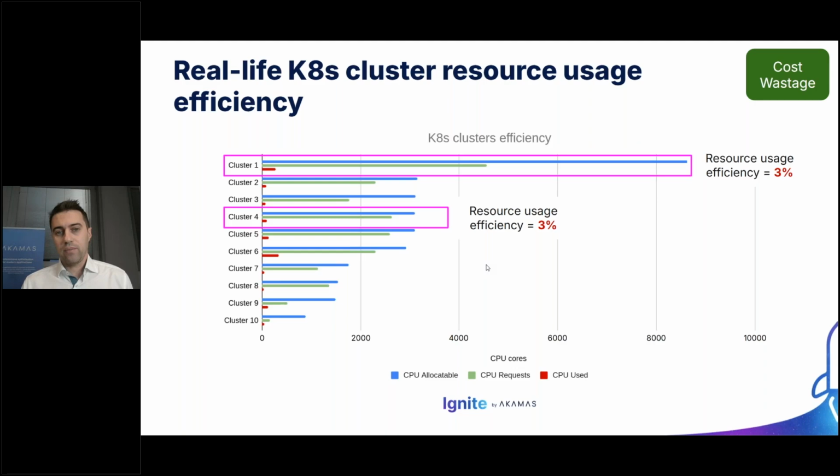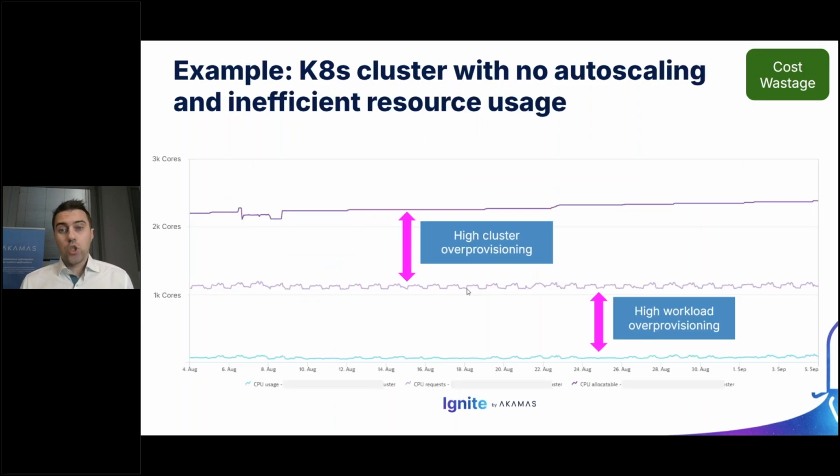What we have seen is that in the clusters that we're working with, we usually see that the CPU used by the clusters on average is 3% of the total allocatable CPUs. And to be frankly speaking, the total allocatable CPU is usually what you pay for. So what we see is that you are wasting 97% of what you are paying for. Obviously, this is a huge wastage in terms of cost. And let's see a real world example that we faced.